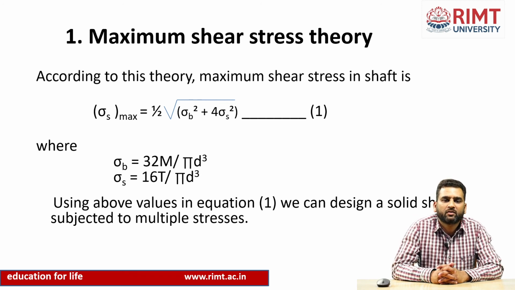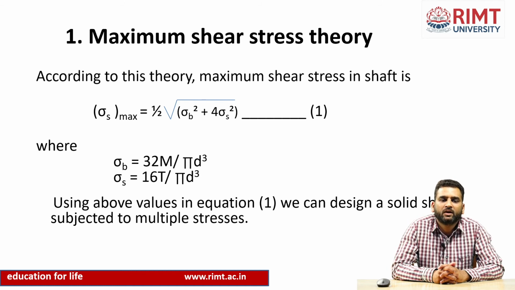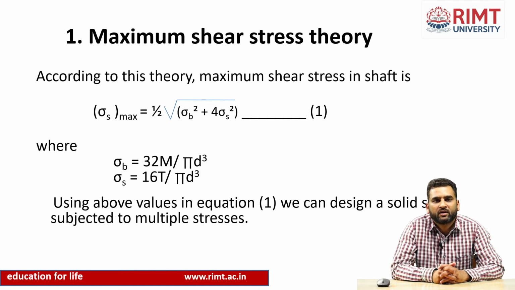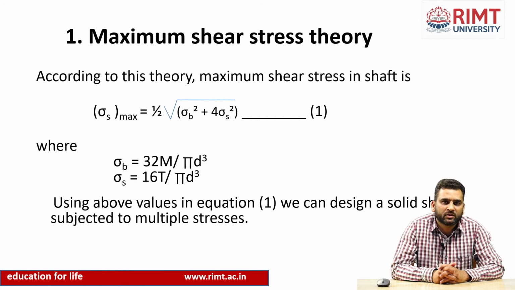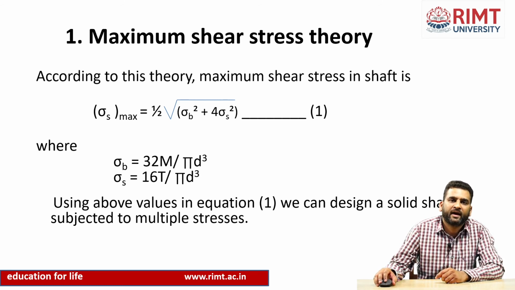According to this theory, when the maximum shear stress in the shaft approaches this value, then the shaft will fail. In this expression, sigma s maximum is the maximum shear stress induced in the shaft, sigma b is the amount of bending stress induced in the shaft, and sigma s is the amount of shear stress induced in the shaft. So, using these values of bending stress and shear stress in equation 1, we can design a solid shaft subjected to multiple stresses.